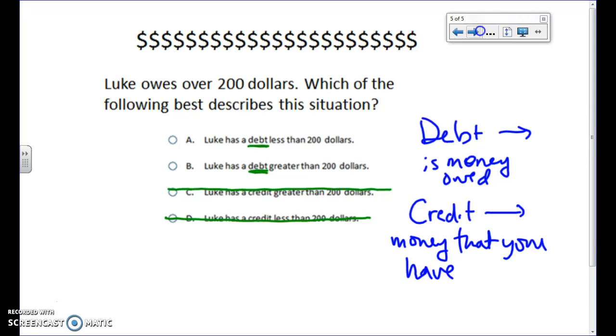So in this case, his debt is, and the key word here will be over. If he has over $200 in debt, then he has a debt greater than $200. So our answer would be B. So the big thing would be just debt is when you owe money. Credit is the money that you have.